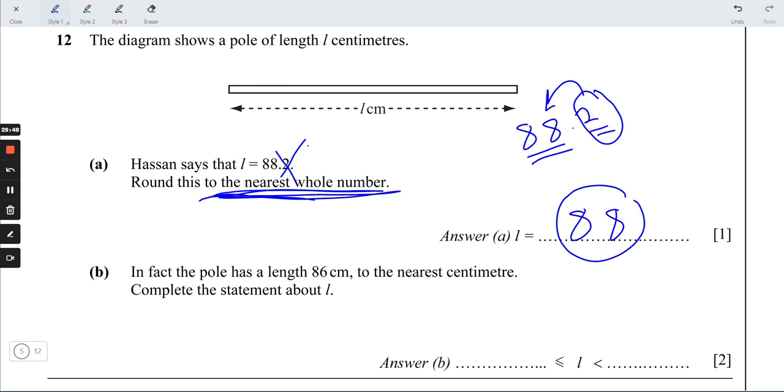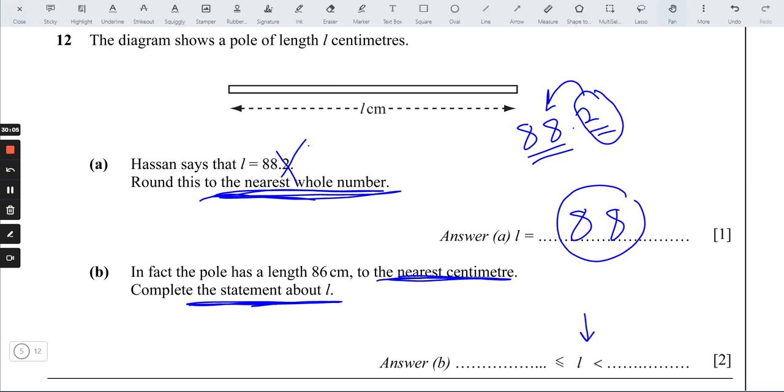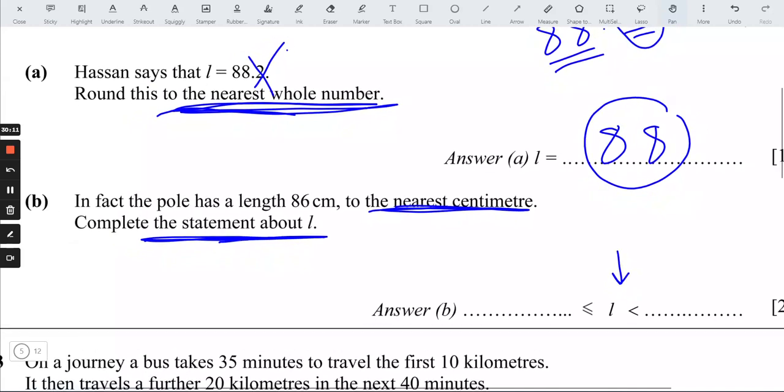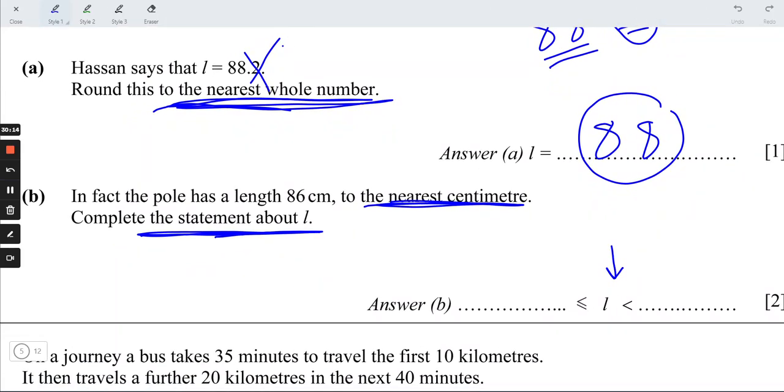In fact, the pool has a length of 86 centimeters to the nearest centimeter. Complete the statement about L. L is greater than or equal to something, less than or equal to something. So here again, be careful about this question because it is asking you to find the upper and the lower bound. Okay, the length is 86 centimeters, corrected or rounded to the nearest centimeter.